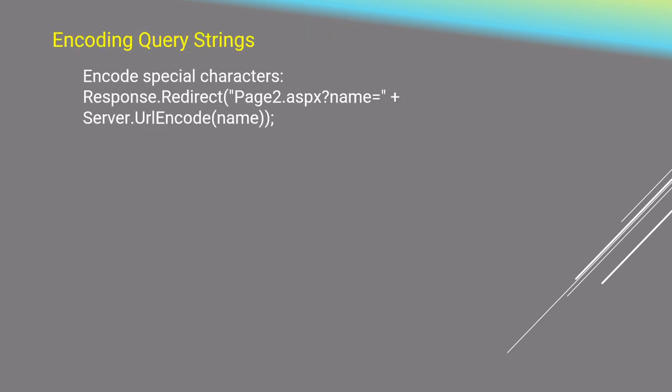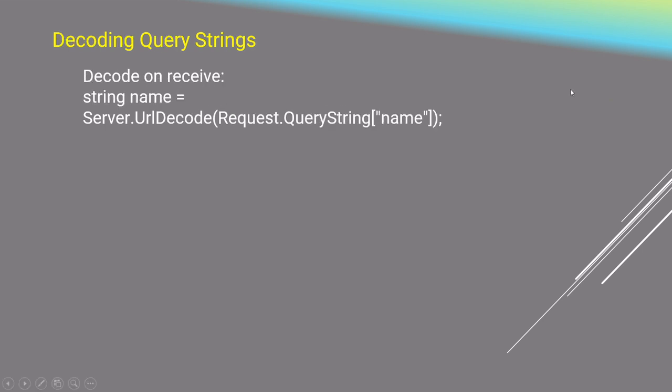If your data contains spaces or special characters, encode it using Server.UrlEncode to avoid errors or broken URLs. On the receiving page, decode the query string value with Server.UrlDecode to get the original string, including spaces and special characters.